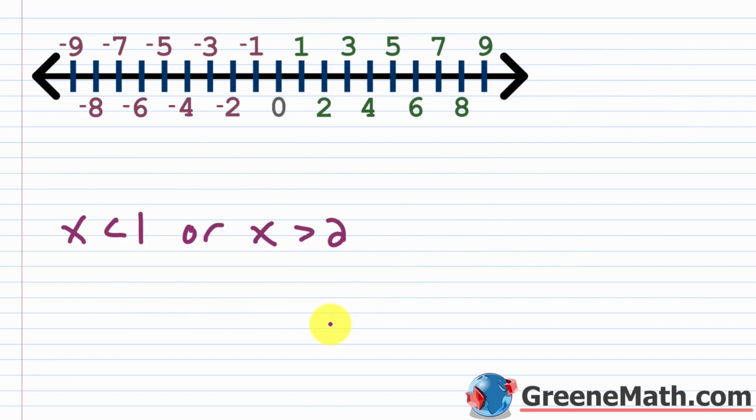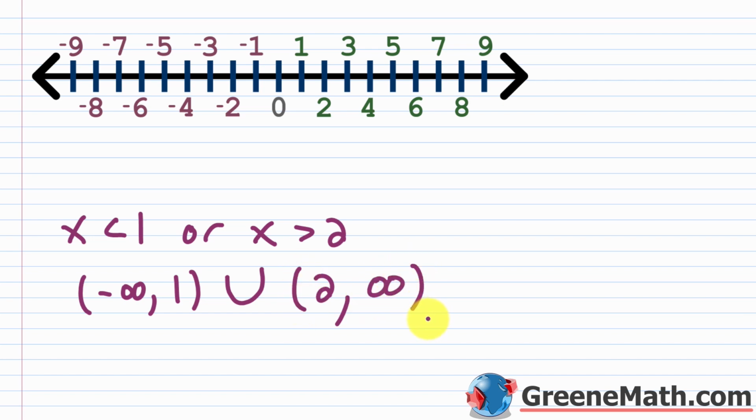So in interval notation, we would say x is less than 1, so from negative infinity up to and excluding 1. So you have a parenthesis next to each, and it's the union with basically anything greater than 2. So you have a parenthesis next to 2, and then out to positive infinity here.